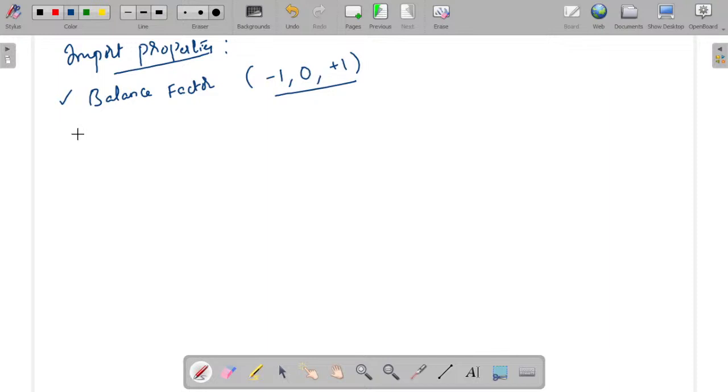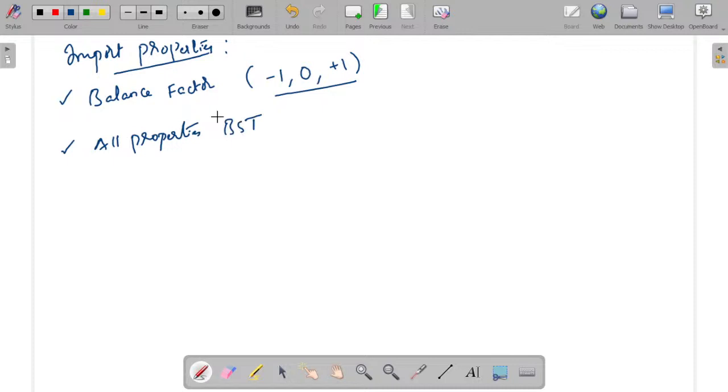And the next property that we are going to see is that an AVL tree has to satisfy all the properties of a binary search tree as well. It has to satisfy all properties of binary search tree also.